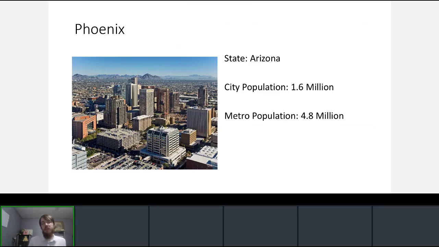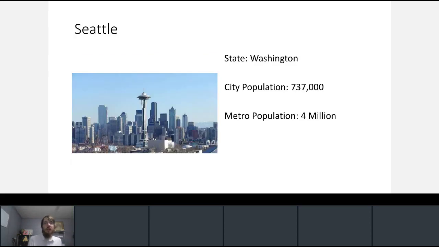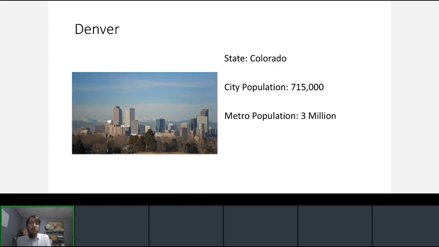For Arizona, we have Phoenix, whose city population is 1.6 million, but it is surrounded by all of these suburbs and a metropolitan area of almost 5 million. Seattle in Washington, you see the Space Needle, 700,000 people, but 4 million people in the metro population. Denver, another growing area, 715,000 people in the city itself, metro population of 3 million.